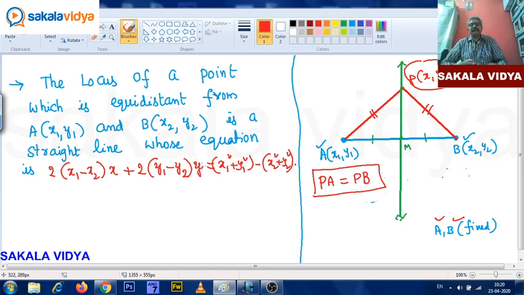I repeat once again, the locus of a point which is equidistant from A (x1, y1) and B (x2, y2) is a straight line whose equation is 2(x1 minus x2) into x plus 2(y1 minus y2) into y equals x1 square plus y1 square minus (x2 square plus y2 square). Do not worry. Whenever we discuss problems, we shall use this one.